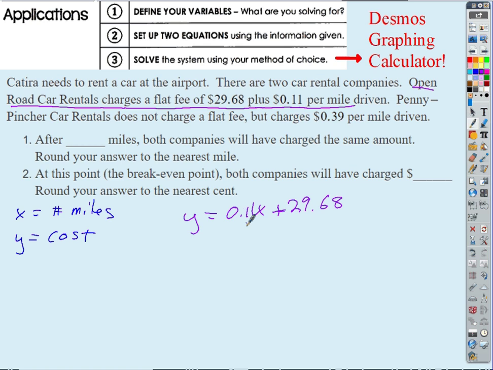So there's one. Now what about the other one? Penny Pincher charges no flat fee, make that orange. No flat fee, but 39 cents a mile. So what's my equation there gonna be for cost? Y equals 39x and then plus nothing, right? There is no flat fee. Okay, so then that's it, right? That's all we gotta be able to do. From there, we can use technology. So let's just get a quick answer, and this will be a good place to stop.